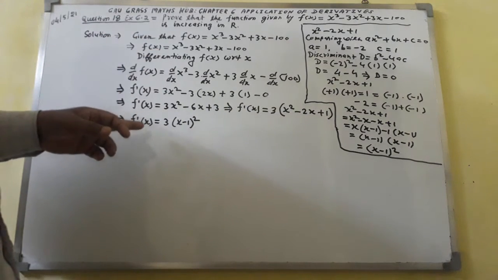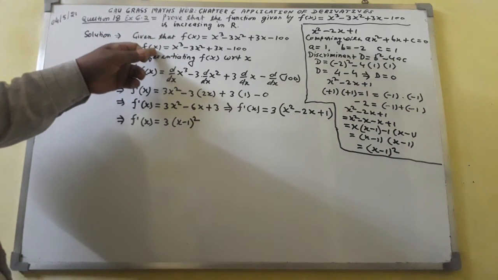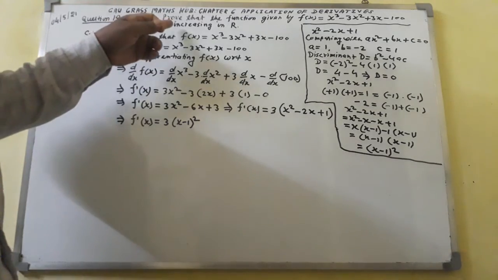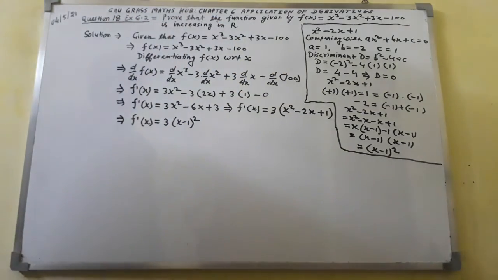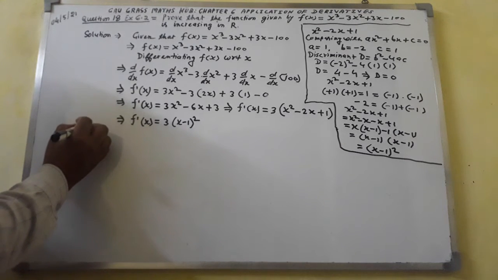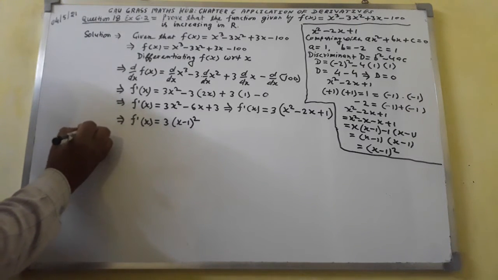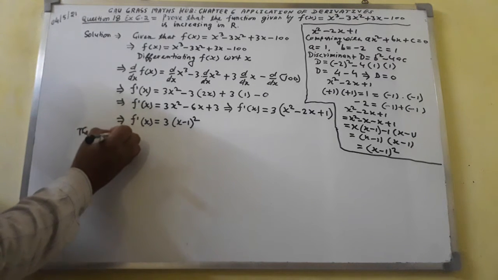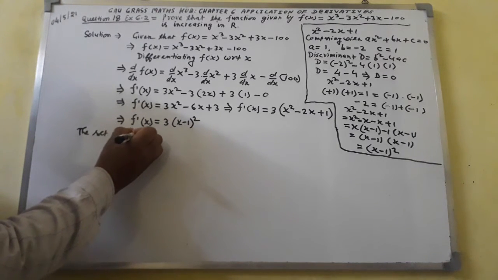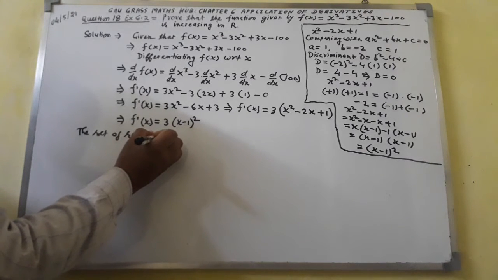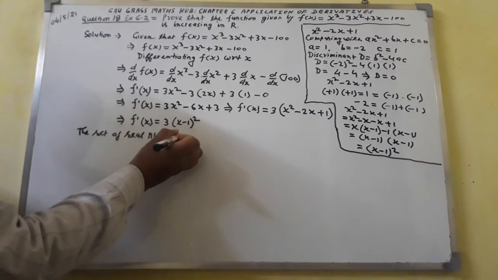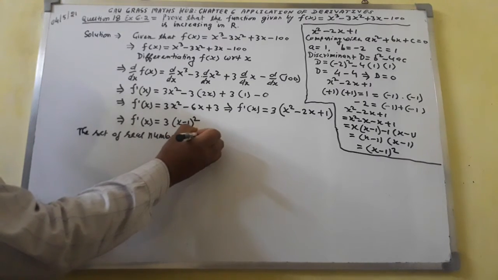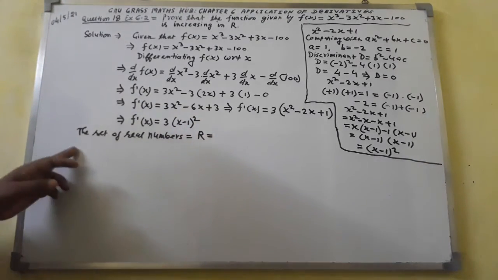Now f of x is increasing in set of real number. So first of all I shall define the set of real number. So here I shall write the set of real numbers equal to capital R, equal to the set of real numbers.